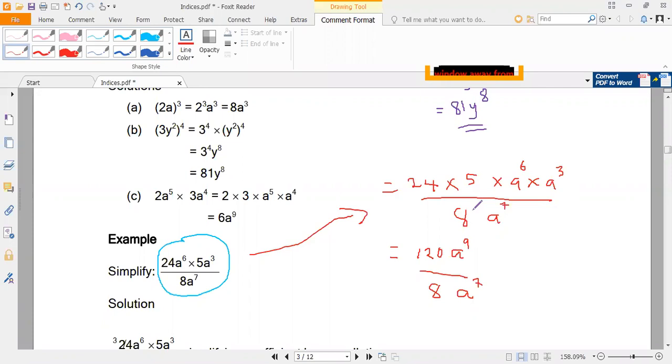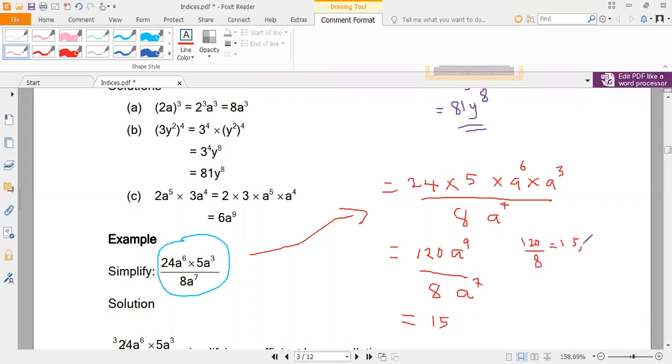So if you reduce 120 and 8, I think the easiest factor to use is 8 itself, or you can just divide 120 by 8. So if you divide 120 by 8, you get 15. And then you also solve a power 9 with a power 7. So meaning that we shall solve 120 out of 8 separately, and this will give us 15.